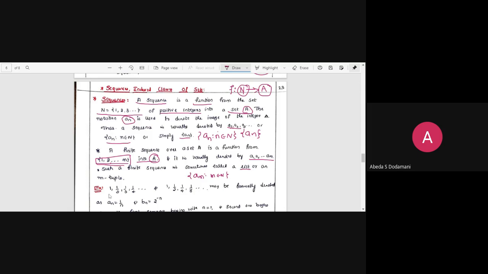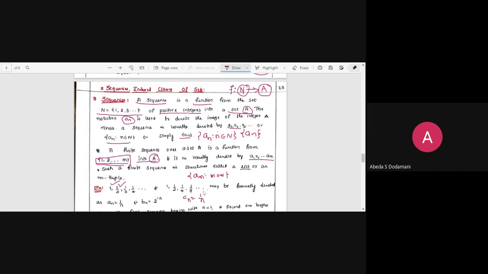Correct? So how do I write this? Generally, I can write this as a_n is equal to 1 by n. If I put n is equal to 1, I'll get the first term. If I take n is equal to 2, I will get the second term, and so on. I'll be getting the different terms.